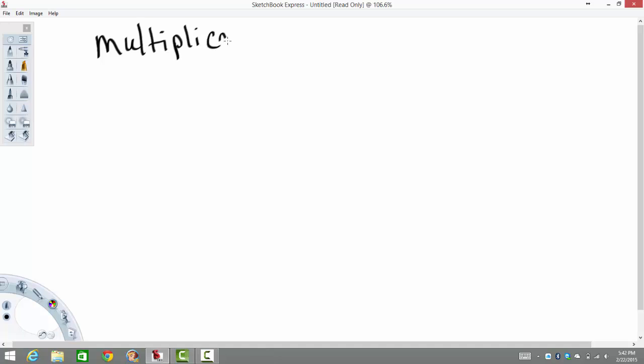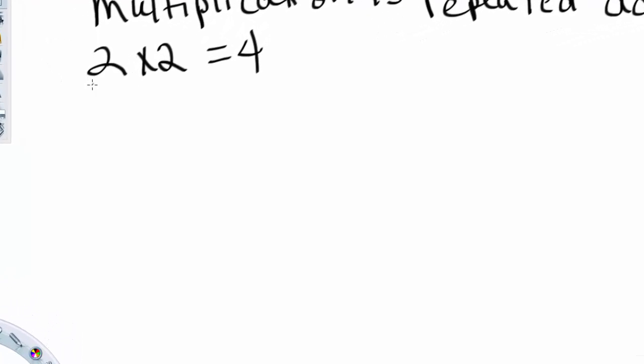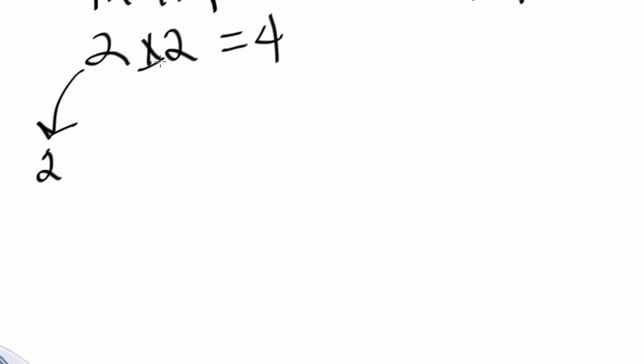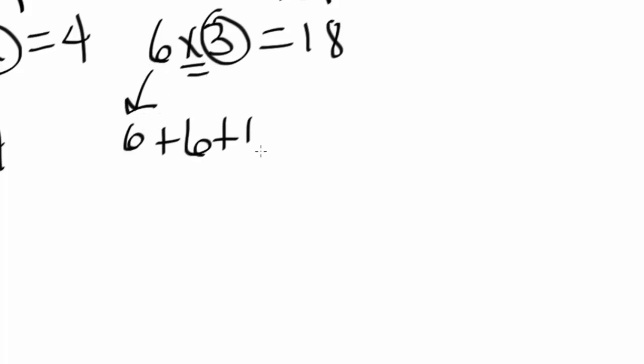We learned today that multiplication is nothing more than repeated addition. For example, 2 times 2 is 4. What we can do is take the 2 and repeatedly add it 2 times to get the answer 4. Let's look at 6 times 3. We'll take the number 6 and repeatedly add it 3 times. So 3 6s add up to 18.